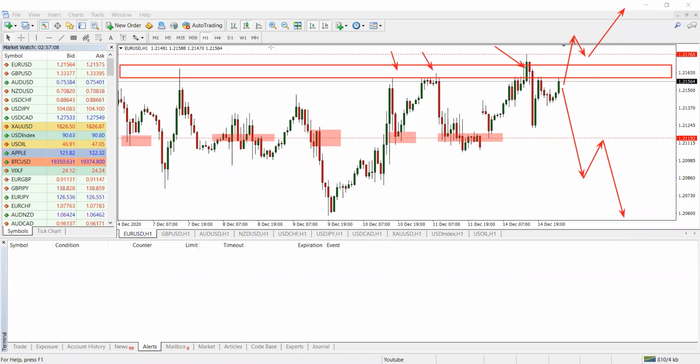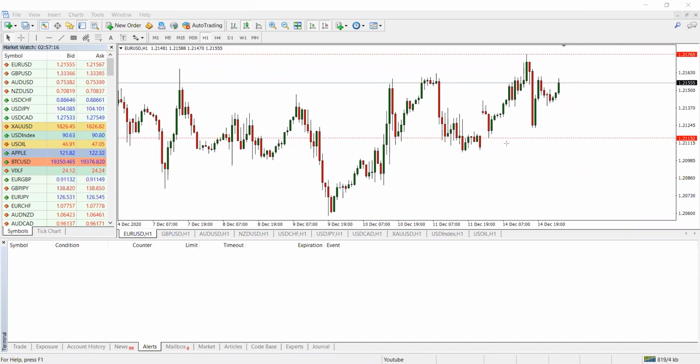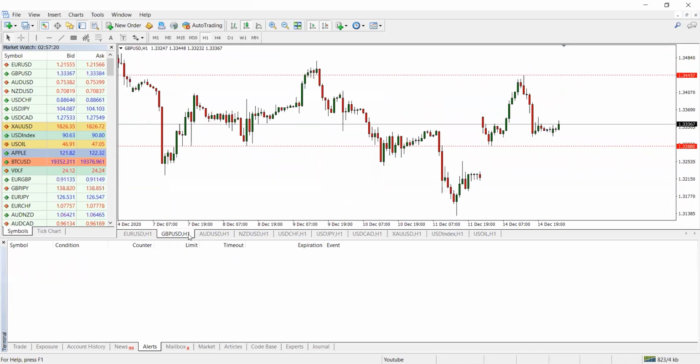resistance. We're expecting the market to break out, test here, and then push higher. So it's always about being ready for the market. Either way the market wants to go, you must always have a game plan.